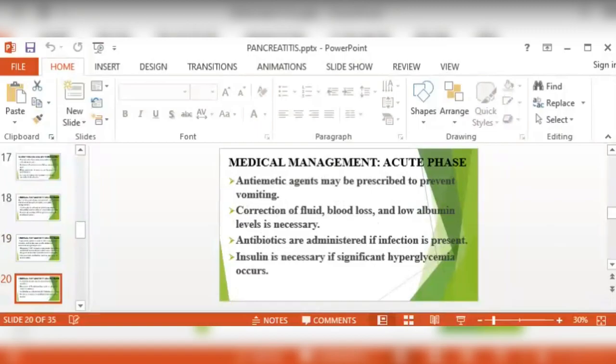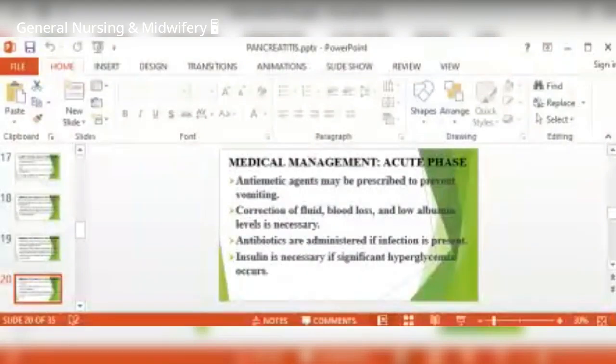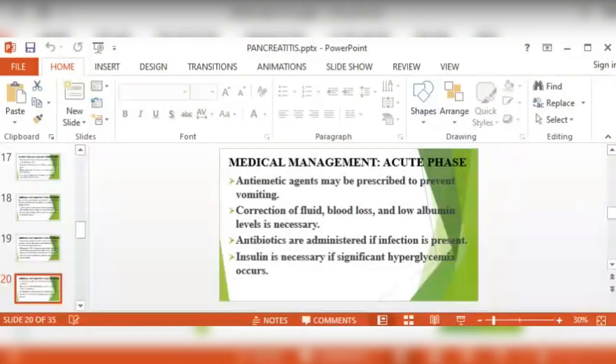The antiemetic agents you prescribe to prevent vomiting. So it is just symptomatic treatment. Based on the symptoms that the patient is presenting, you treat in the acute phase. If the patient has lost blood or is having low HB, you know what to do as a nurse. If there is infection or the white blood cell count is more than normal, you give antibiotics. If the patient's glucose level is high, you know what to give.